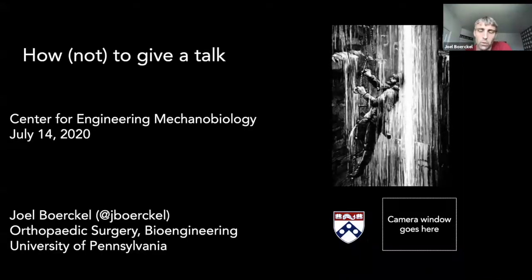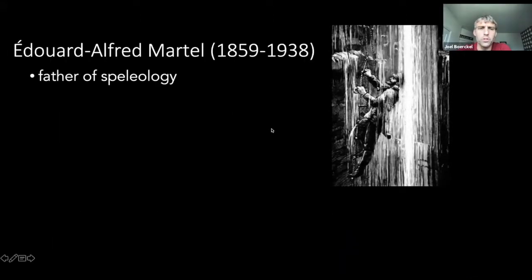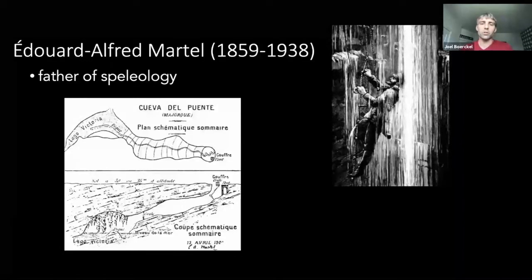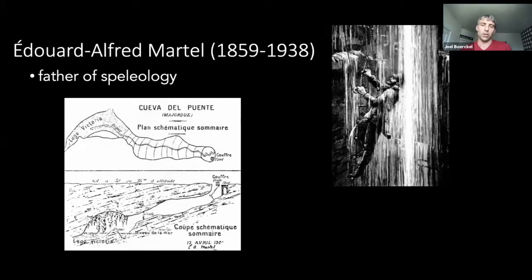To begin, I want to tell a story about somebody who is a sort of a personal hero of mine. This guy, Edward Alfred Martel, he was a famous cave explorer, and people call him the father of modern speleology, which is the study of caves. And he was famous in part because he developed this new method for mapping caves, which is this technique called the coupe. It's basically like what we do for histology sectioning. You take a cross section of, in this case, the cave, and you can see its internal structure.